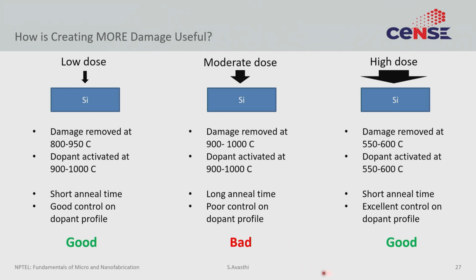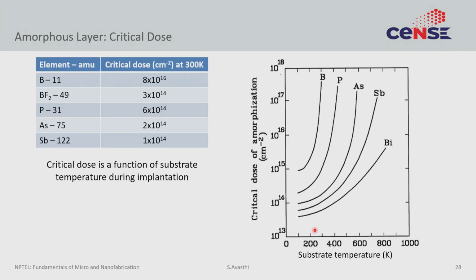Now, in a lot of ion implantations, the goal is to get to this high dose case. So, how do you do that? Well, one easy way is to always make sure that you do very high dose implants. This is what is often called critical dose. For different elements, this critical dose is different. So, for boron, you need to implant more to create damage. For antimony, you need to implant less to create the same amount of damage.